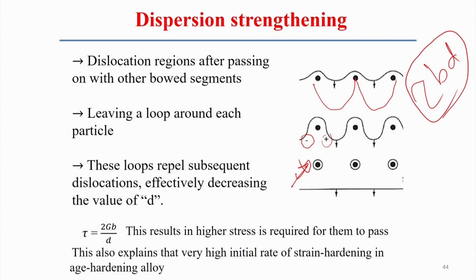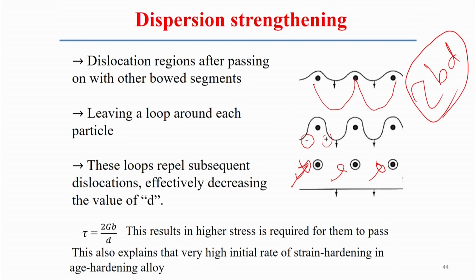This figure, if you see, they try to produce the loop. So that creates, as a consequence of deformation, during the plastic deformation and in presence of the particles, each particle actually creates one loop. So these loops actually prevent subsequent dislocations, and the loop effectively decreases the value of D.